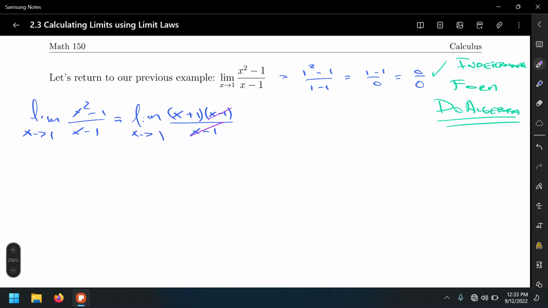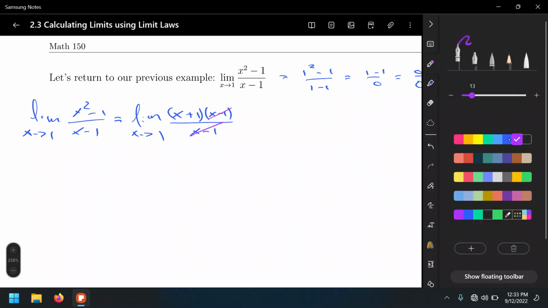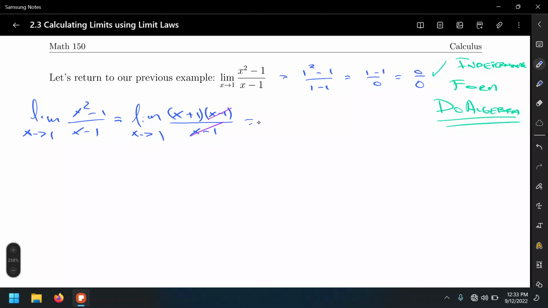Once we're done cleaning this up, this will be the same as getting the limit of x plus 1 as x approaches 1. And at this point we can do the direct substitution, and we will no longer get a 0 over 0. That's actually 1 plus 1, which equals 2. All right?